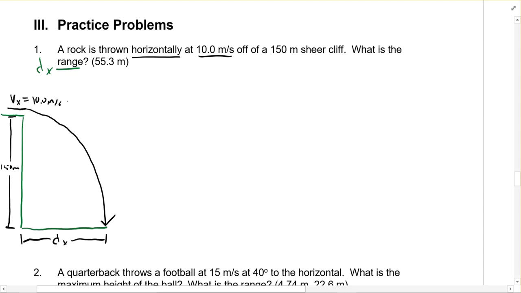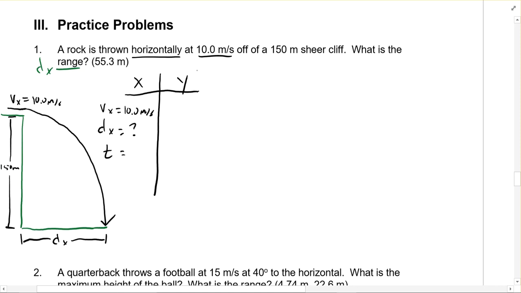Now what you're going to do, make your table. The table is important. Make it a straighter line than mine. We've got the x direction and the y direction. In the x direction, vx is equal to 10 meters per second. We don't have dx, that's what we're looking for, that's the final goal here. And then t, we don't know t either. I have a feeling that we are going to need to find time on the other side, because they're linked. It's the only thing that's common between the x and the y.